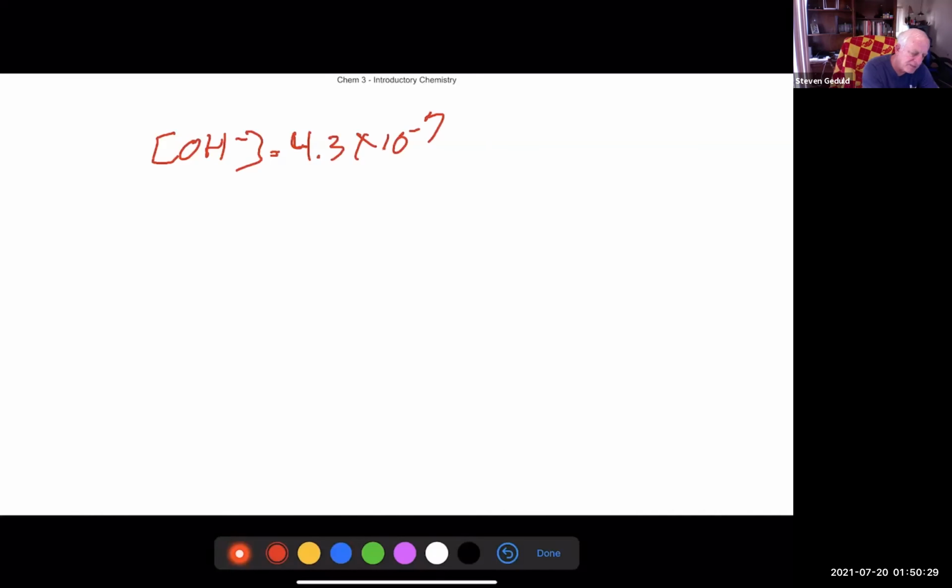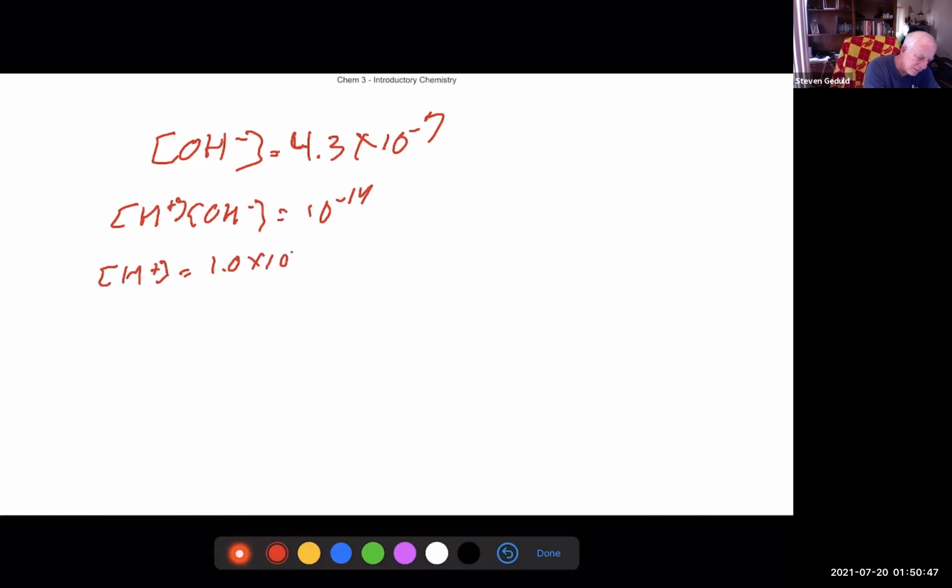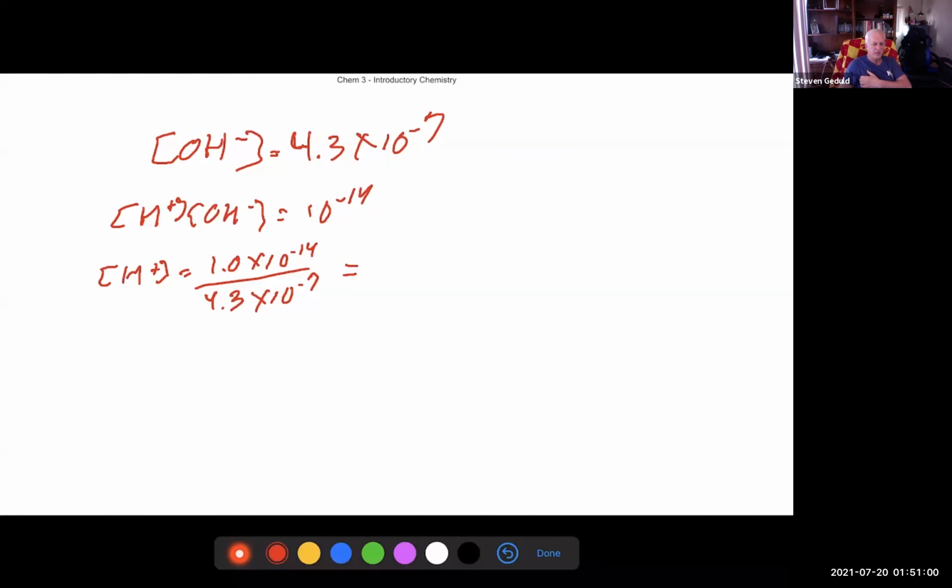We know the formula, H plus times OH minus is going to equal 10 to the minus 14. So we're looking for H plus. We divide both sides by OH minus. 1.0 times 10 to the minus 14 divided by, what's our OH? 4.3 times 10 to the minus 7. Yep, that's our OH concentration, right?